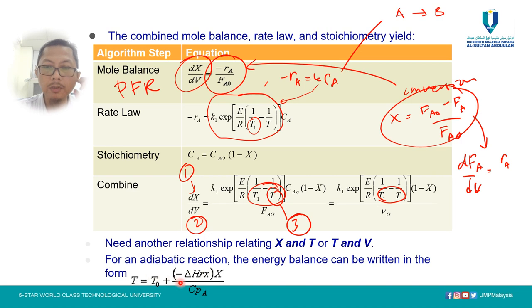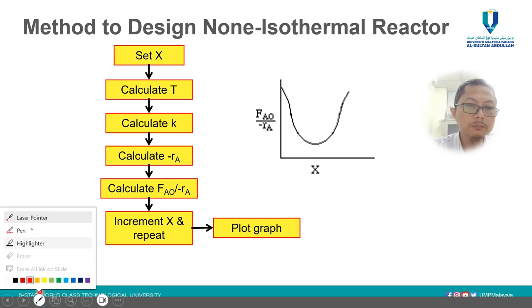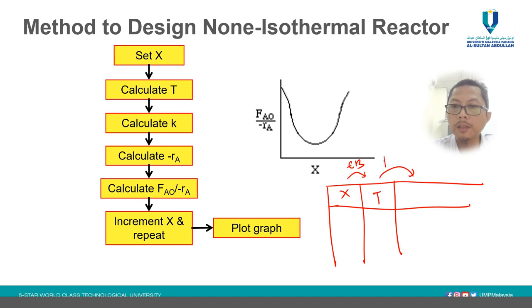By having this equation, you can have a table, set X, and then by using the energy balance equation, you can find what is T. From the T, you can use the Arrhenius equation to calculate k. From the k, you can calculate using the rate law negative Ra, and then from negative Ra, you can calculate Fa0 over negative Ra, and then you can repeat again for the next value.